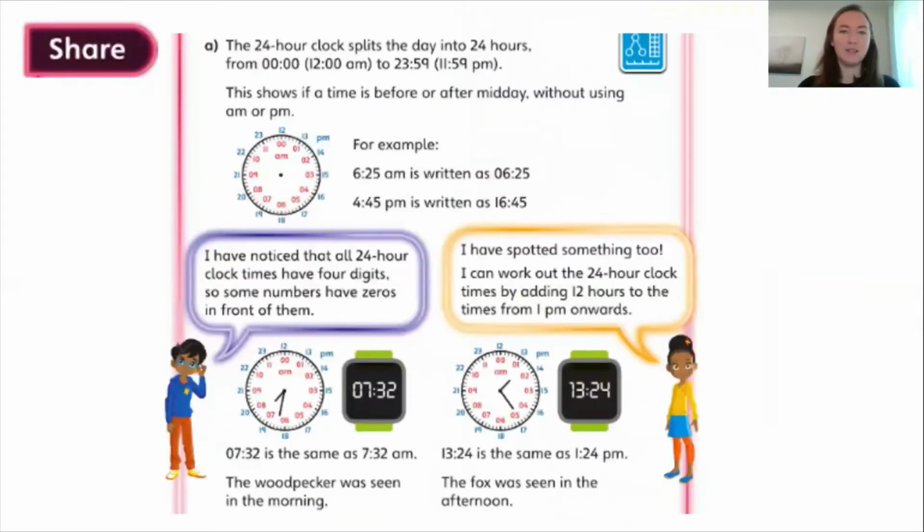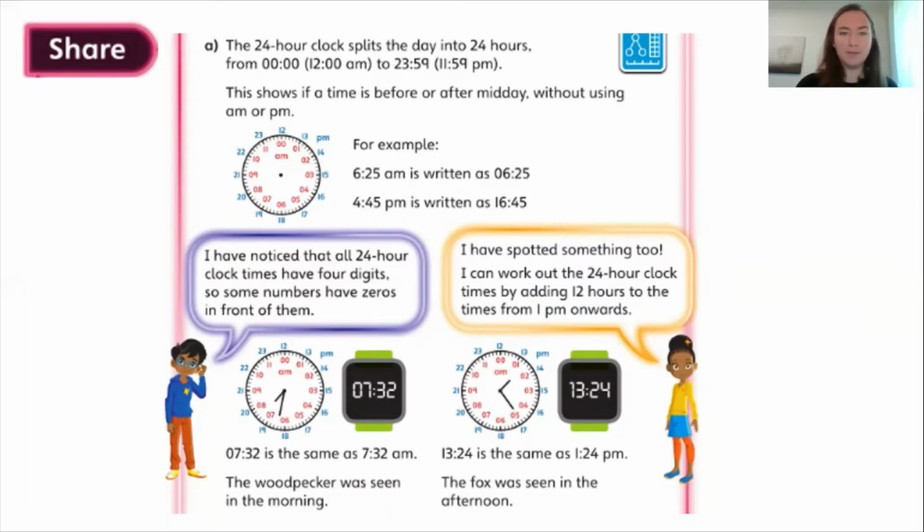Let's go through the answers to Part A. So what we need to know here is that the 24-hour clock splits the day into 24 hours from 00:00, 12 a.m., so this is midnight, until 23:59 or 11:59 p.m. This is just before midnight that same day. This shows if a time is before or after midday without using AM and PM.